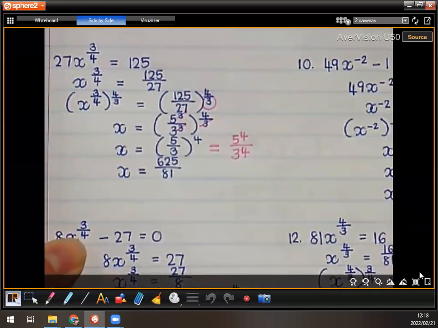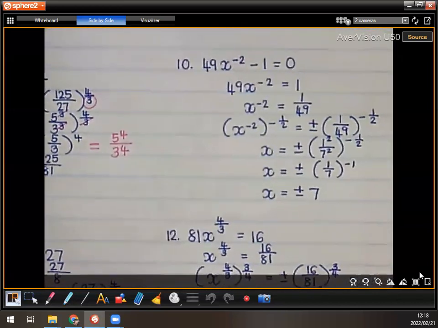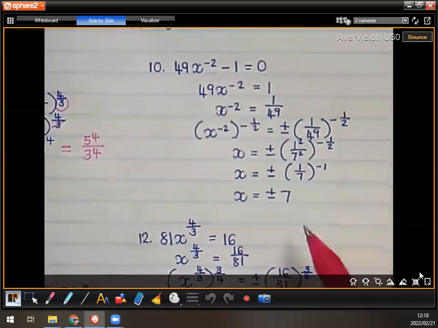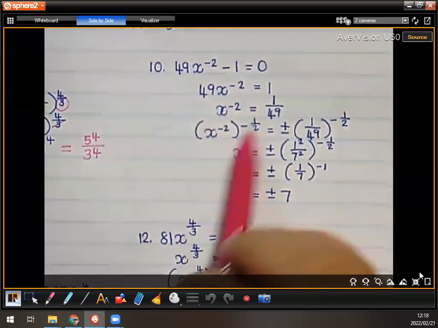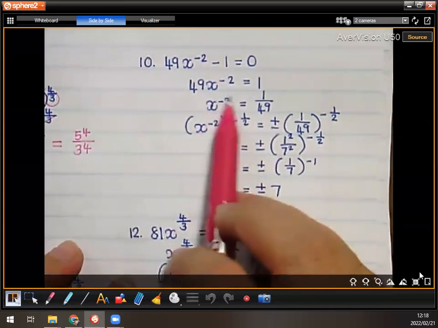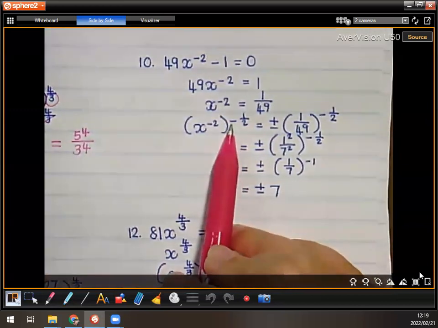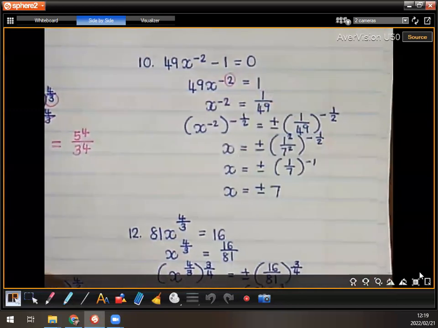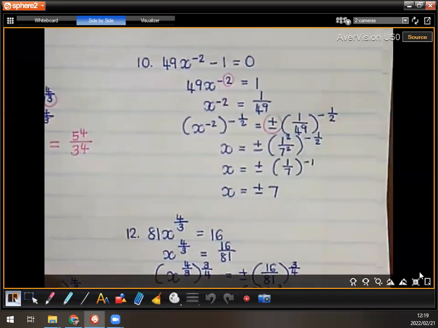Number 10 on the side there was also a little bit different. I suppose just in the sense that this looks like it's not actually fractions, but we use the same method. So this 1 must move. It becomes positive 1. Then you divide by 49. And now in order to cancel out this negative 2, we have to raise it to the power of negative 1 over 2. But because the numerator, if it's negative 2, that's 2 over 1. So the numerator is even. So we have to do a plus minus.